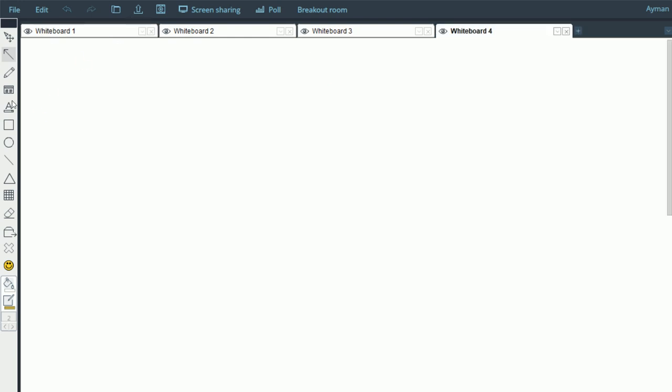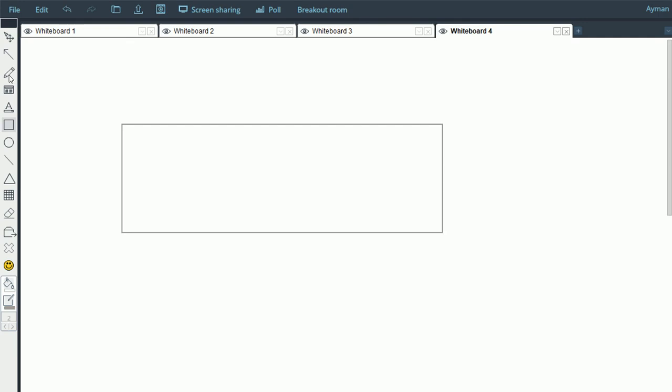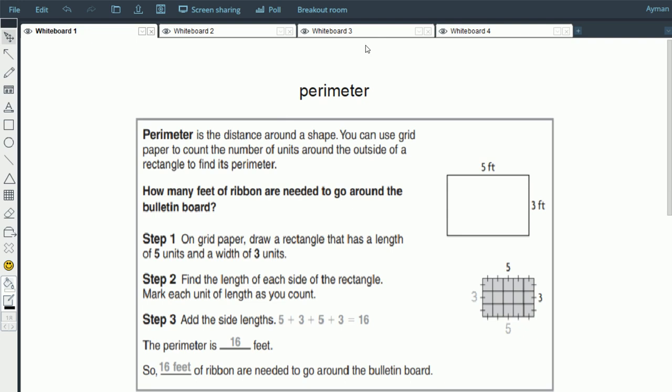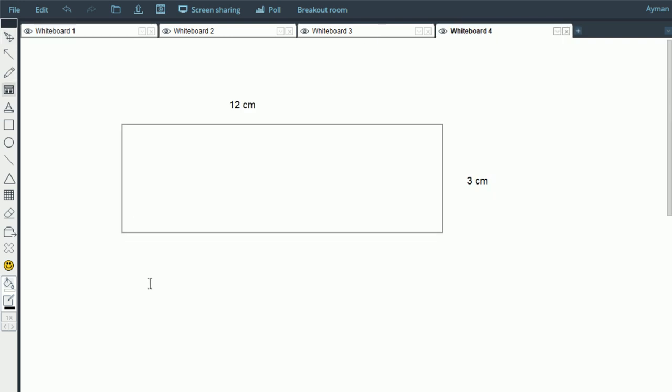Again, if we have any shape like this one and we need to know the perimeter. Here we have, for example, 12 centimeters, and here, for example, 3 centimeters. Then my question is, find the perimeter. How can I find this perimeter? I will write P, related to perimeter, equals what? 12 plus 3 plus 12 plus 3 equals. Then 12 plus 3 will be 15.